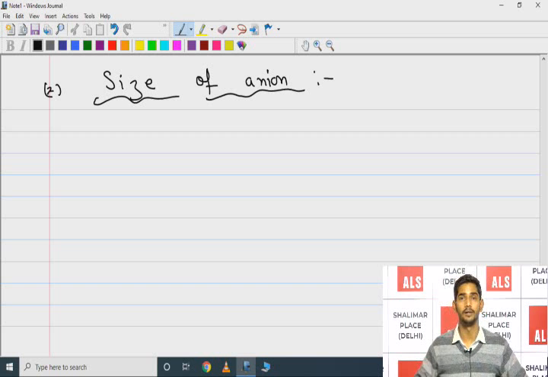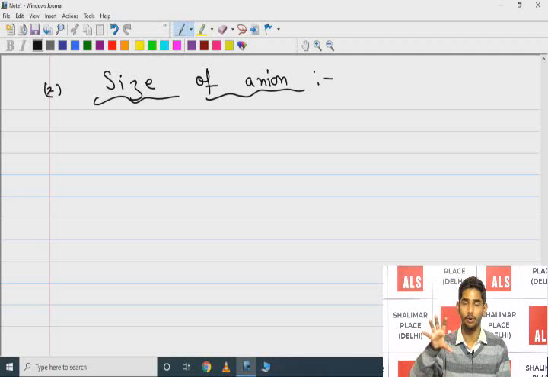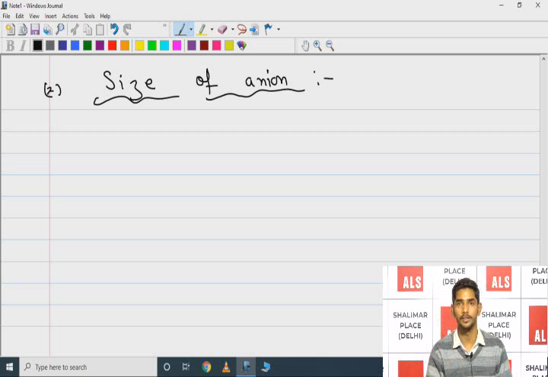Deform means, what is the meaning of deform? Means ultimately, where they can feel the higher force of attraction. Okay, now you must be getting confused in this one. Don't get confused. Means in which case of the size of the anion would the electron clouds be loosely bound? Means the force of attraction experienced by the anion or electron cloud will be less in case of bigger size or smaller size. Have you got my question?